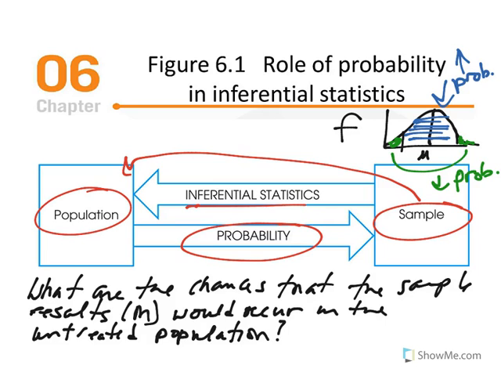So that's what we're moving into. If we administer a treatment to the sample, is the sample result likely to occur in the untreated population, or is it unlikely? So is it likely or unlikely? And that will help us draw conclusions in relation to the population in terms of the independent variable we're testing. In this case, it would be the drug, the antidepressant drug.